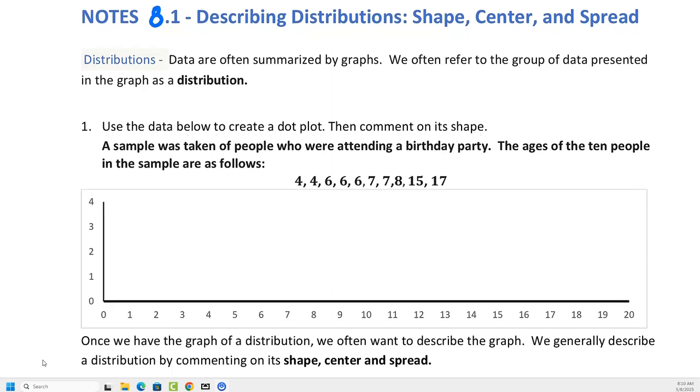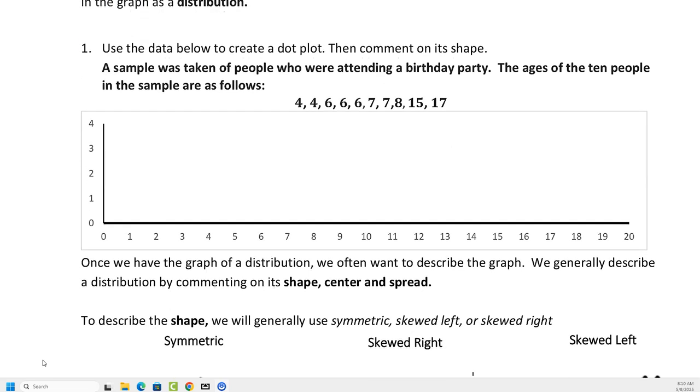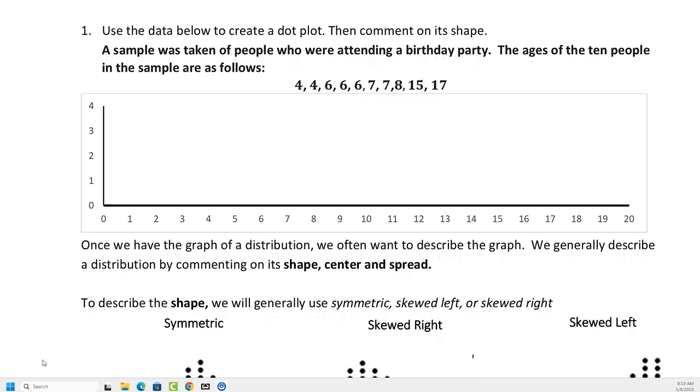So it says distributions. Data are often summarized by graphs. We often refer to the group of data presented in the graph as a distribution. So here in problem 1, it says use the data below to create a dot plot. Then comment on its shape. So a sample was taken of people who are attending a birthday party. The ages of the 10 people in the sample are as follows.